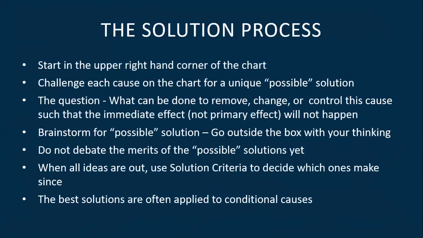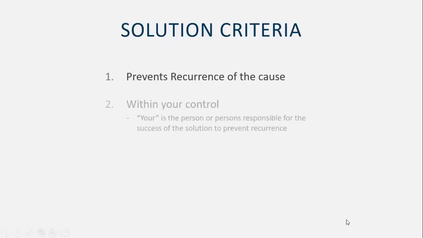Now, once all the ideas are out, then we're going to use the solution criteria to decide which solutions make sense and maybe which ones don't. And keep in mind, too, that our best solutions are often going to be applied to these conditional-based causes. So what are our solution criteria? The first question we ask, is this solution going to prevent recurrence of the cause?